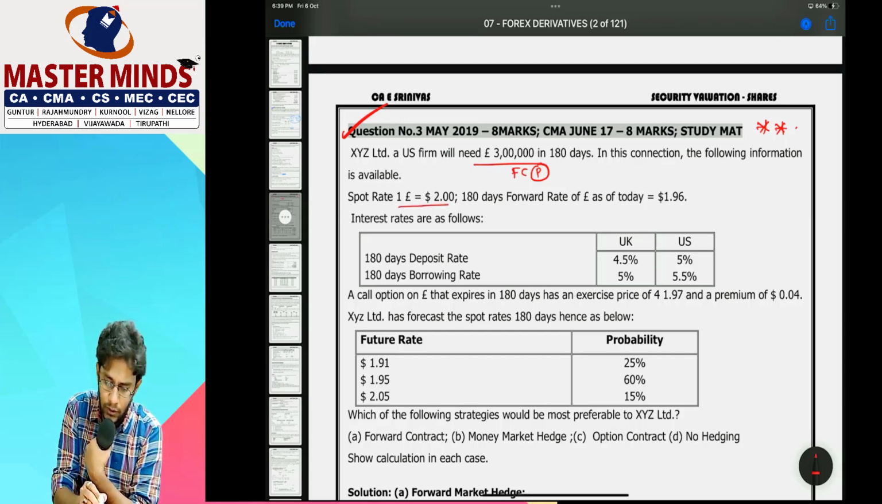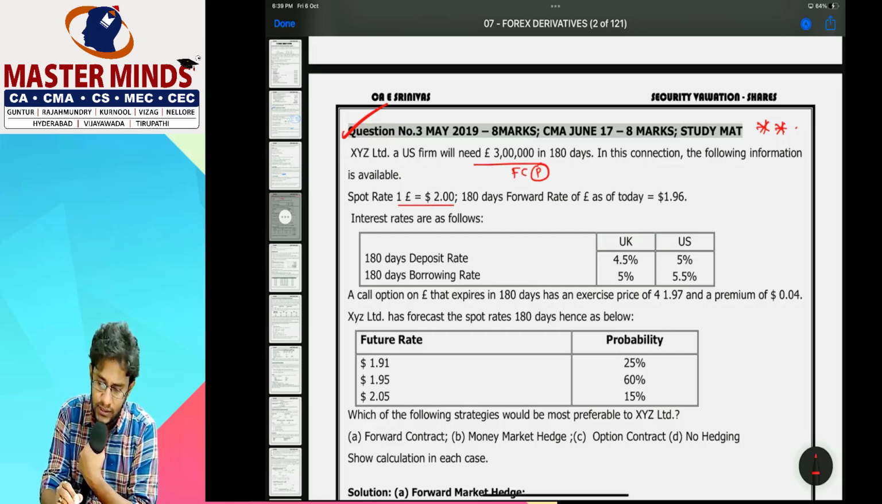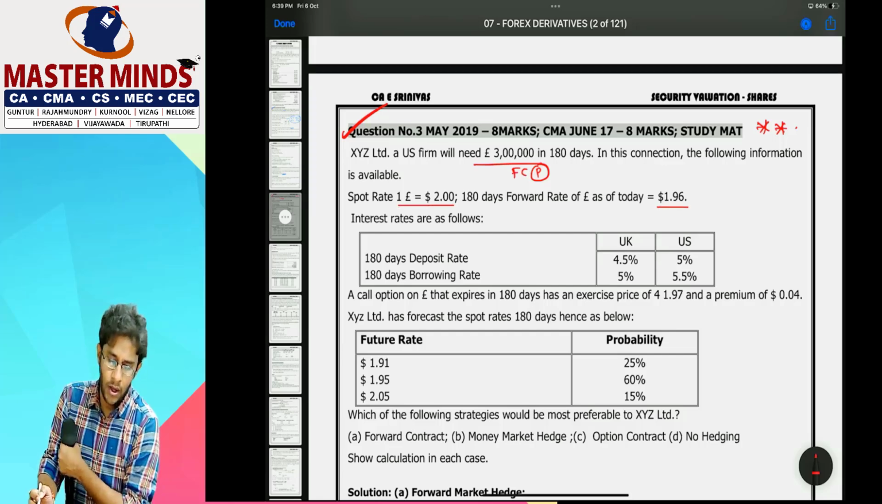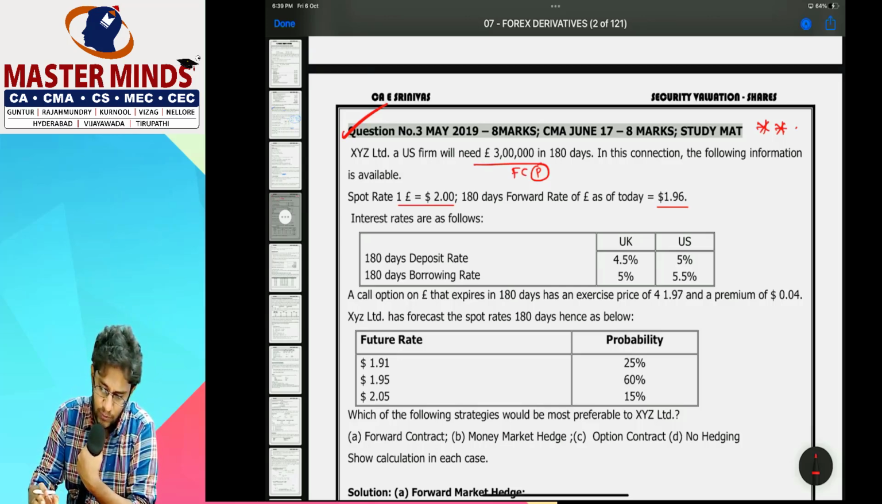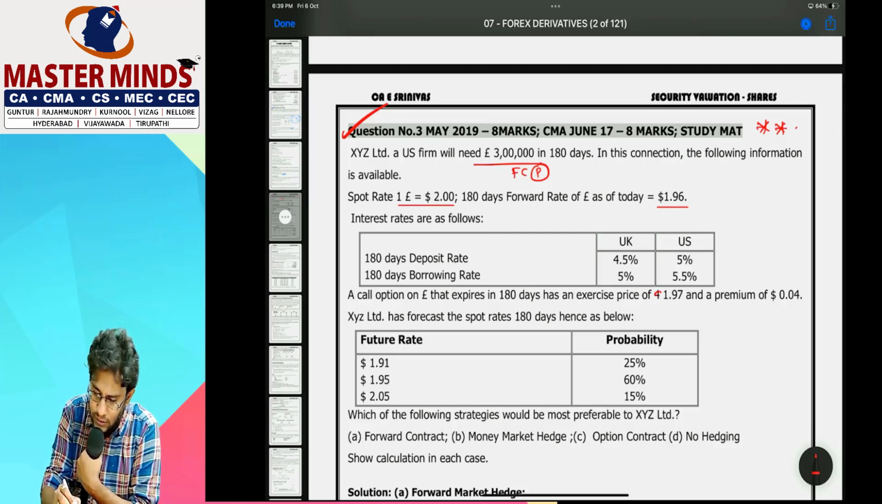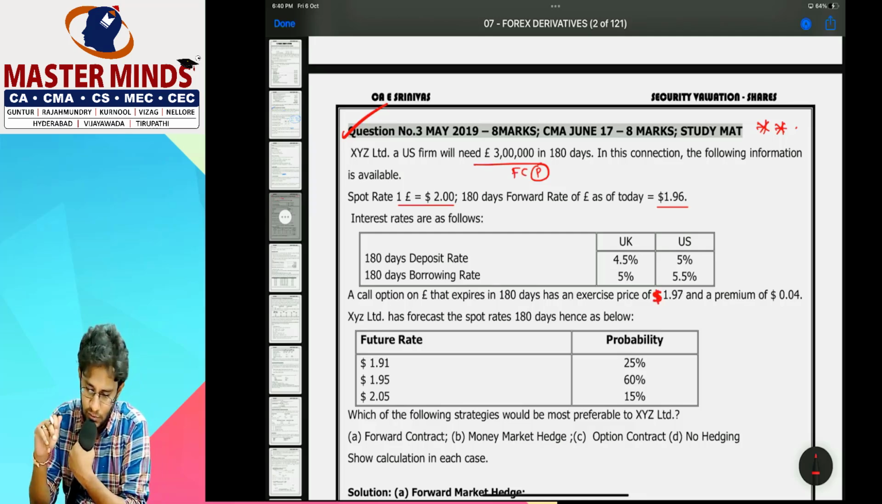Spot rate 1 pound is equal to $2. The 180 days forward rate is also given to you. Interest rates are as follows. The UK and US 180 days deposit and borrowing rates are given, and then a call option on pound that expires in 180 days has an exercise price of, sir, is it dollar? And premium $0.04. XYZ has forecasted the spot rate 180 days hence as below.